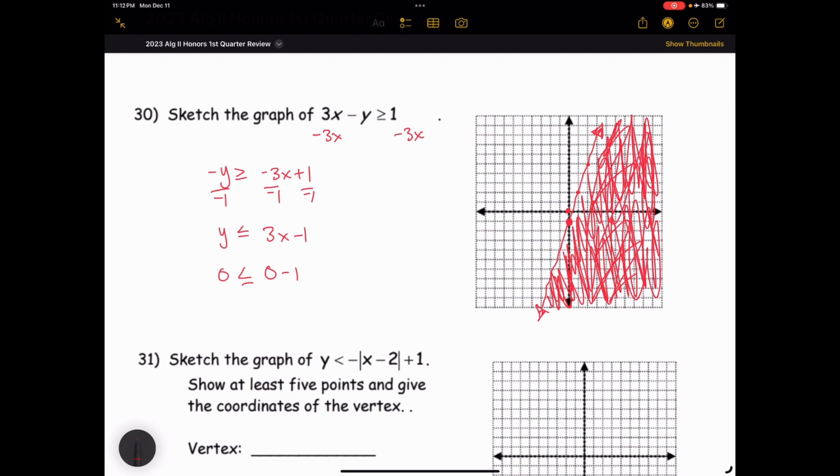All right, so I pick a point on one side of the line or the other. So the point's on one side. You plug it into the function. If it's true, you shade on the same side that the point is on. If it's false, you shade on the opposite side.